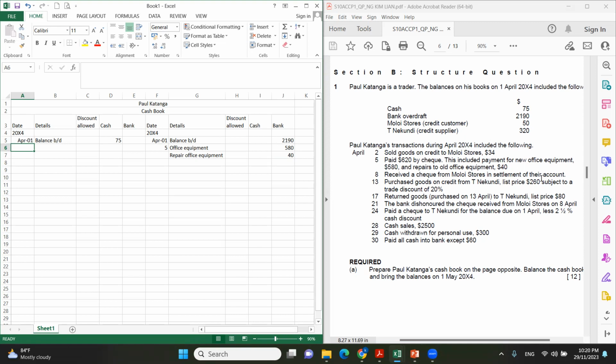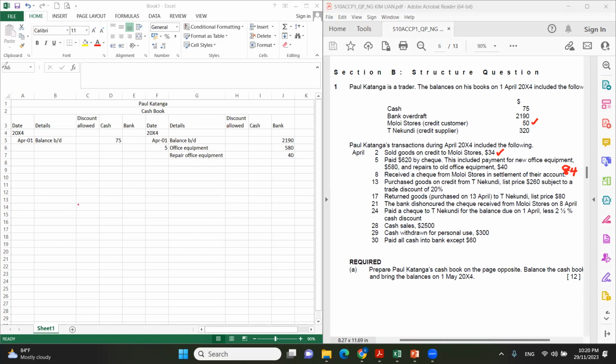Why, the amount is settlement of their account. Why can I not put 50? Because you saw the one entry in there. This one here, starting Molloy owing 50. Subsequently, on the second, Molloy purchased another 34. The total that they settle is 84. So this is the amount that we should record.